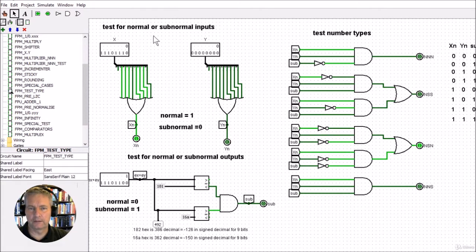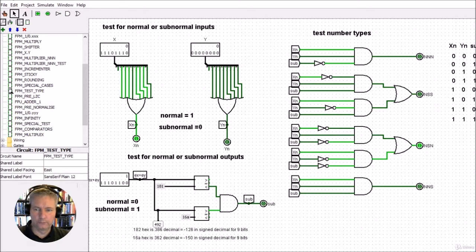This tells you whether the inputs are normal or subnormal. So a 1 would give you a normal, and 0 would give you a subnormal for your x and your y. And then the output here works the other way round about. A 1 would be a subnormal, and 0 would be a normal.